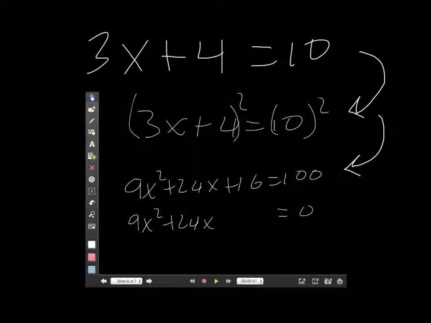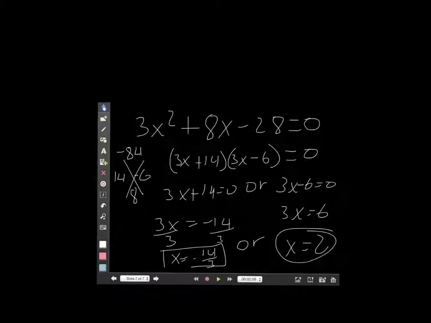What I did next is that I subtracted 100 from each side, and that gave me negative 84 for my C value. And then on my second screenshot, moving to a different slide, I had 9x squared plus 24x minus 84 equals 0. So at this point, we're going to continue.